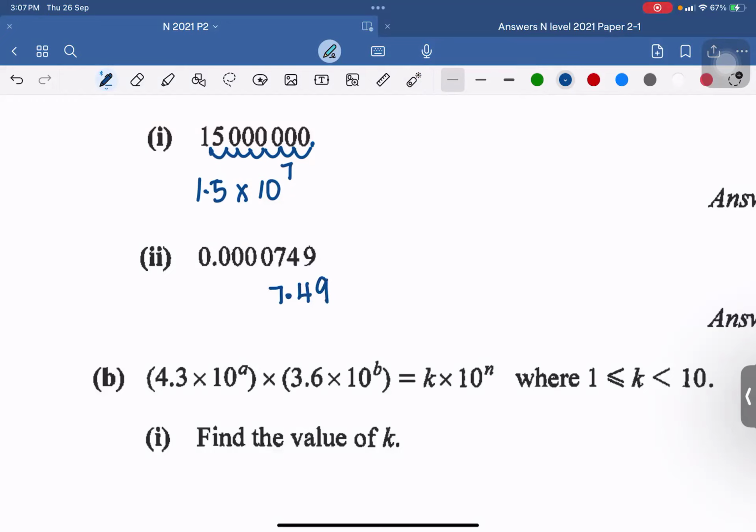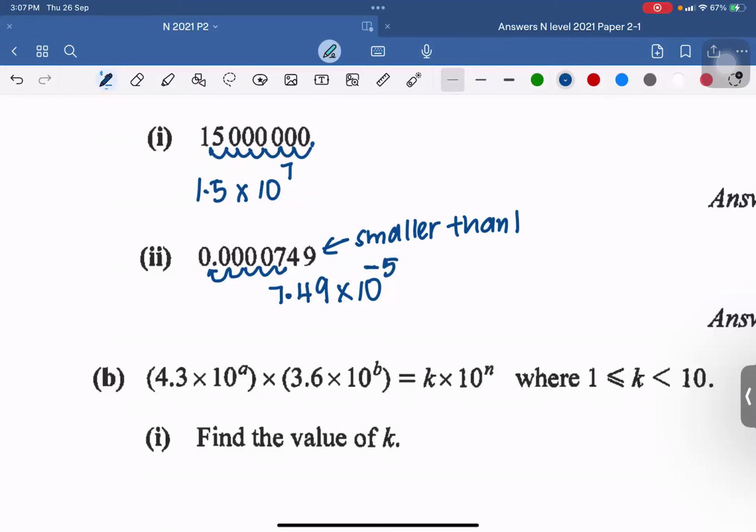So I put the decimal place over here. Then I count 1, 2, 3, 4, 5. The current decimal place is 5 away. So 10 to the power 5. But this one is smaller than 1. So when it's smaller than 1, the power will be negative 5. Okay, these two, part 1, part 2 shouldn't be a problem, correct?